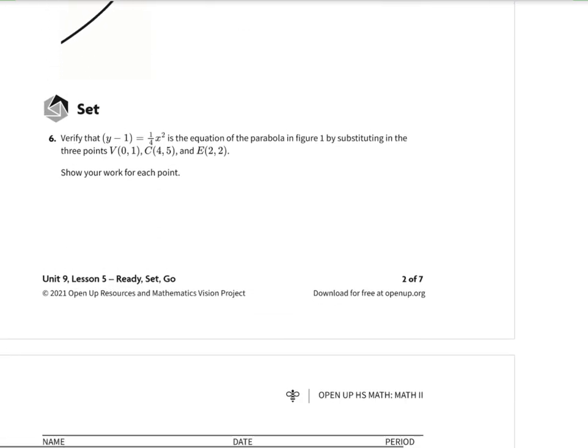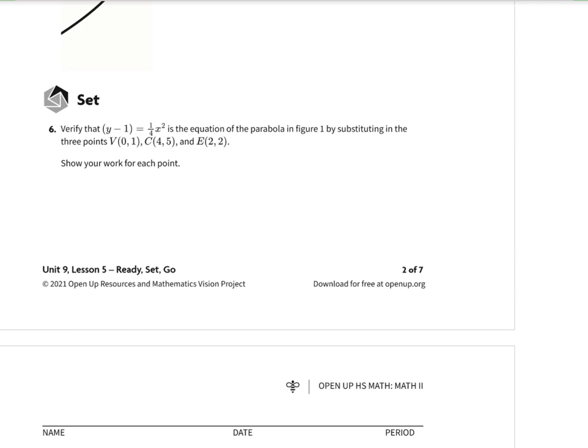And here is our first question of the assignment. Verify that y minus 1 equals 1/4 x squared is the equation of a parabola in Figure 1 by substituting 3 points in: V(0,1), C(4,5), and E(2,2). All right, so to do this, let's just start with V.